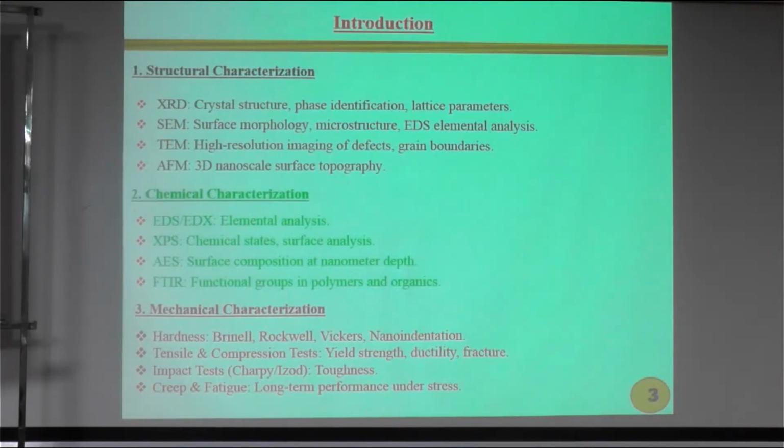Then coming to SEM, scanning electron microscopy, used to study surface topography, microstructure, and elemental analysis, followed by TEM and so on. Coming to chemical characterization, EDS, XPS, and AES all find out the chemical composition of the material. Coming to mechanical characterization, hardness can be measured by Brinell, Rockwell, Vickers, and nanoindentation. Then the tensile and compression tests can be done with the tensile testing machine. From there, we get data on yield strength, ductility, mode of fracture, and so on.